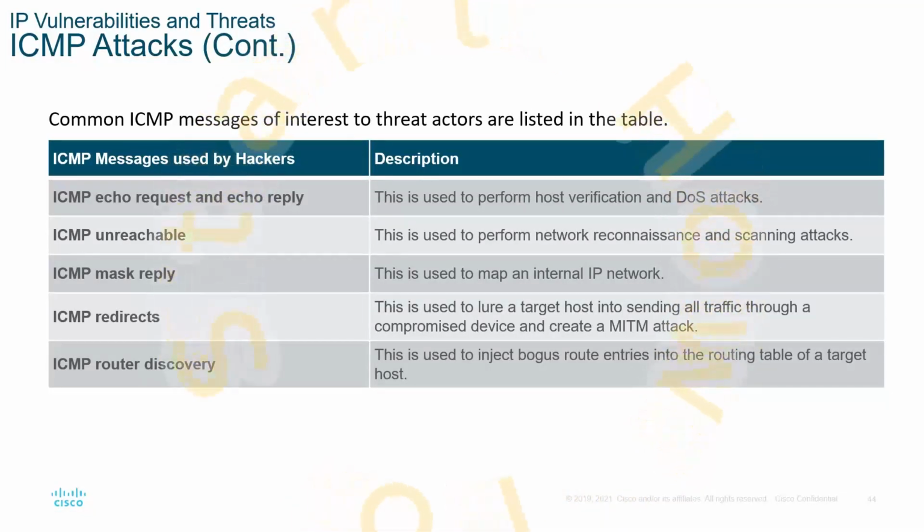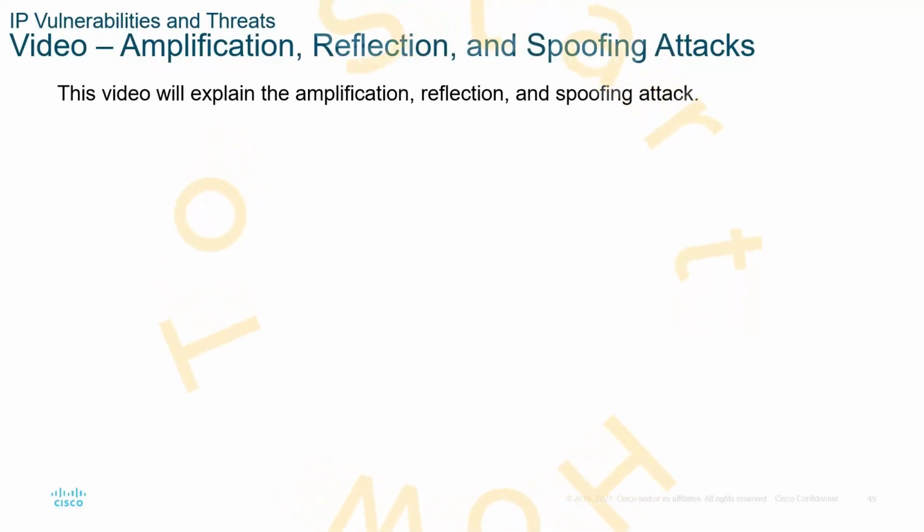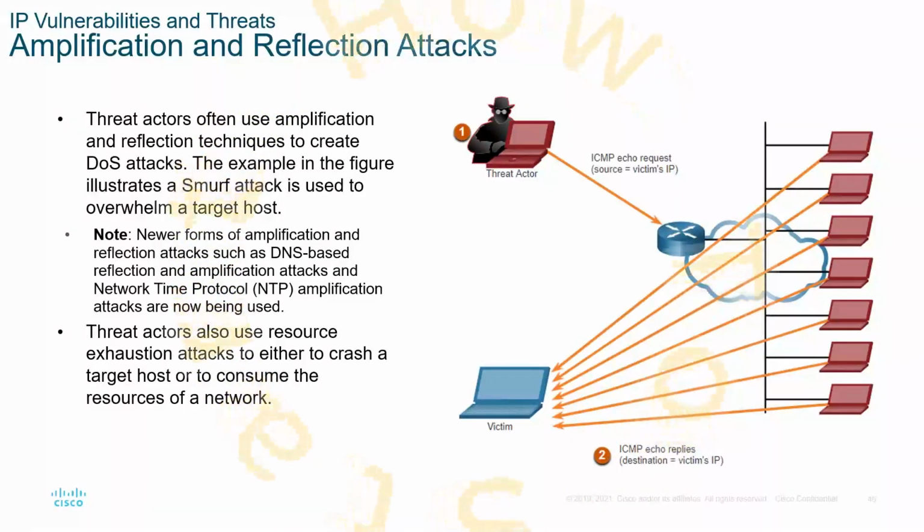We have echo request and echo reply. We have ICMP unreachable. That's where network reconnaissance and attacks are using ICMP messages for destinations that are not able to be reached. We have mask reply, and that's mapping the internal network. Redirects, and that is normally used by man-in-the-middle based attacks. And then we have ICMP router discovery, and that is where we inject bogus routes in the route table of unsuspecting victims.